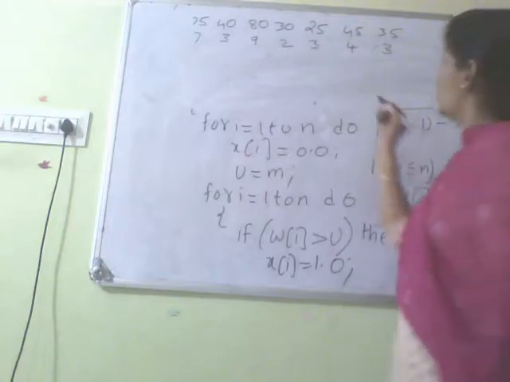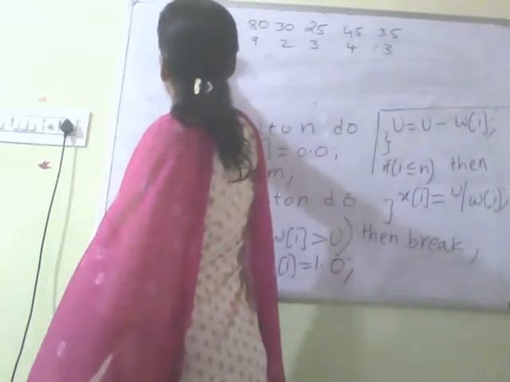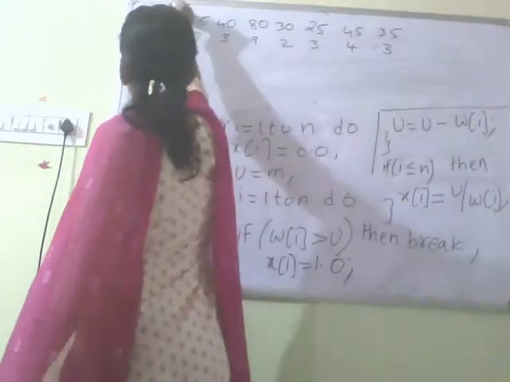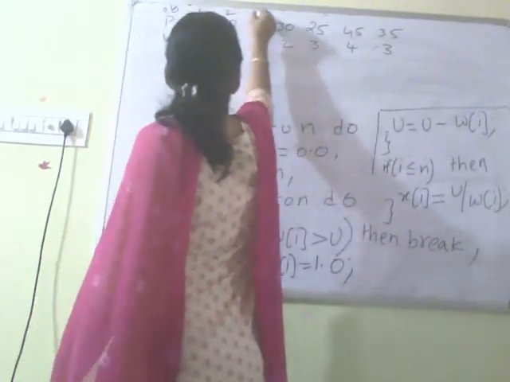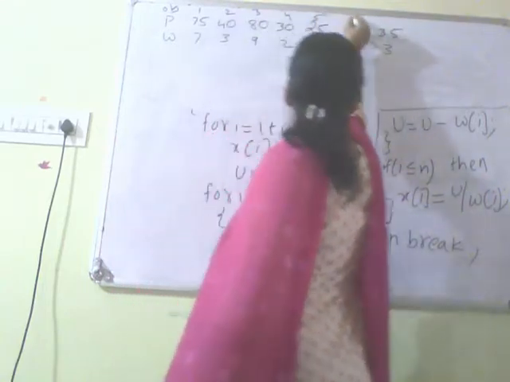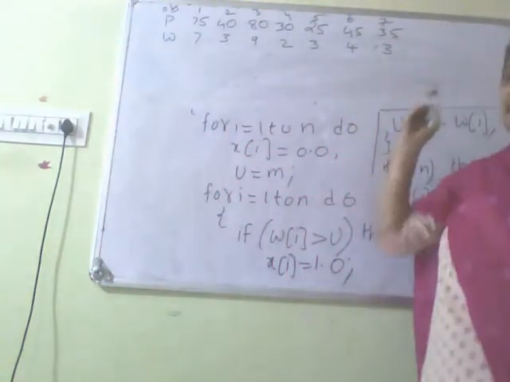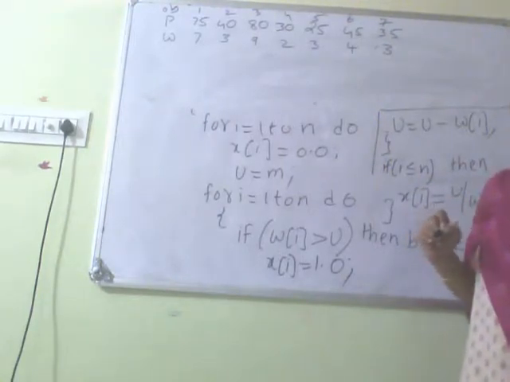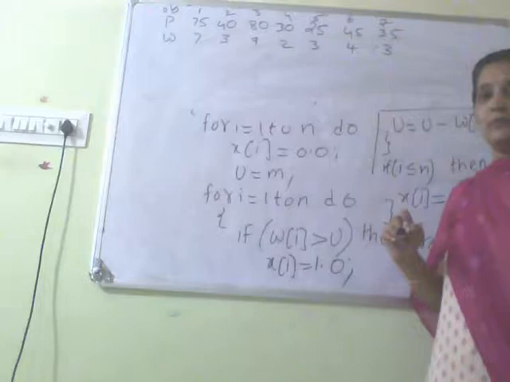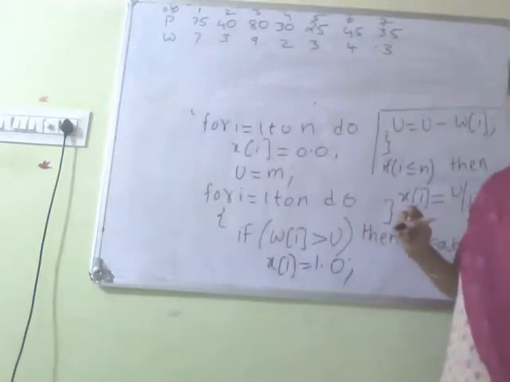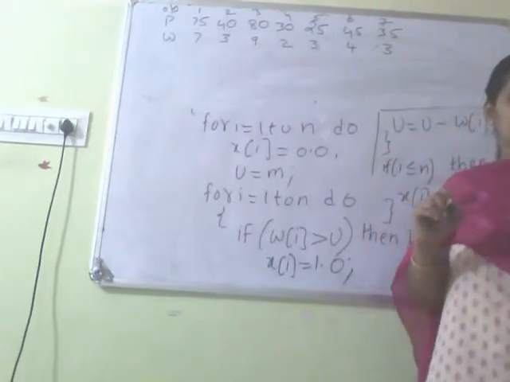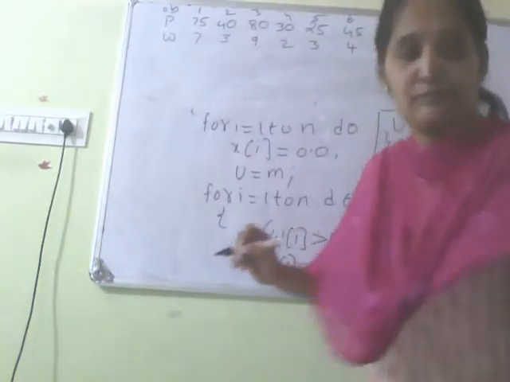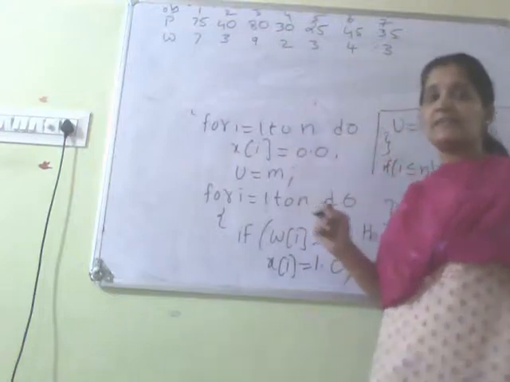So these are the weights we have. These are the profits and these are the weights. And how many objects do we have? 1, 2, 3, 4, 5, 6, 7. 7 objects we have. I hope the board is visible to you. Is it visible?